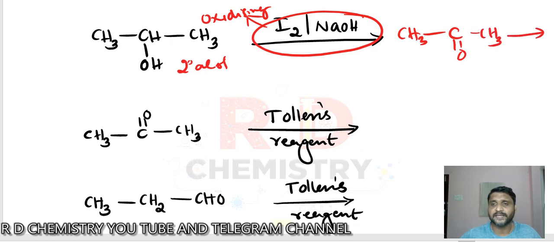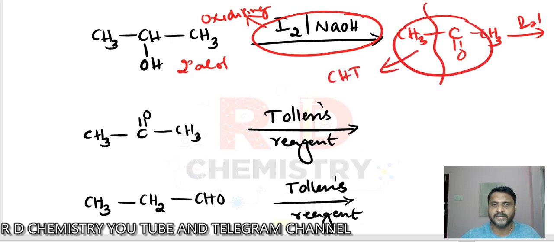Again, the iodoform reaction takes place. Iodine and sodium hydroxide, what happens finally? Since there is a CH3CO, the bond breaks. So this becomes CHI3, the yellow precipitate, and this becomes CH3COONa.